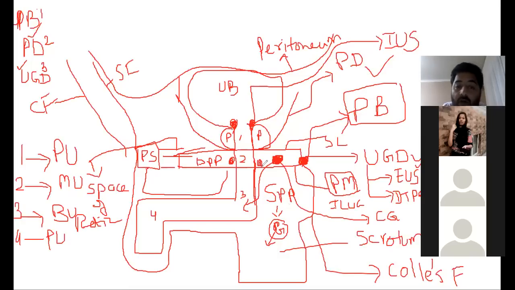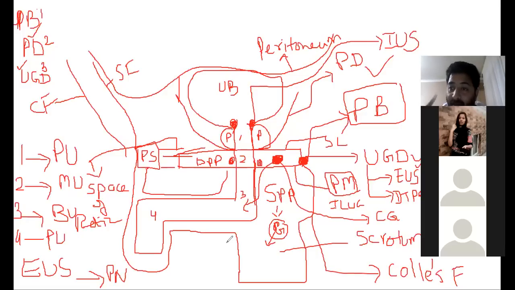Now, very important point. This external urethral sphincter, it is innervated by pudendal nerve. So you can control your urine.